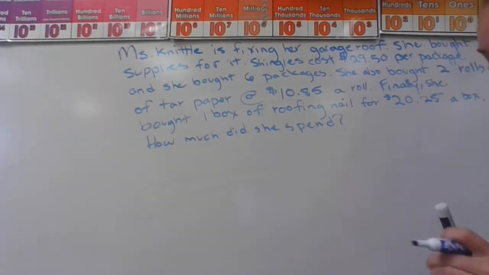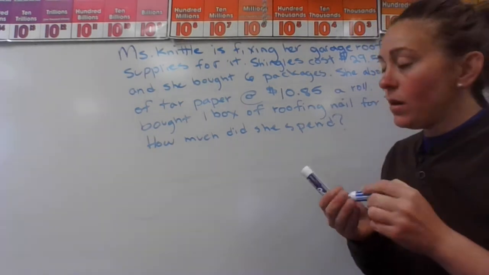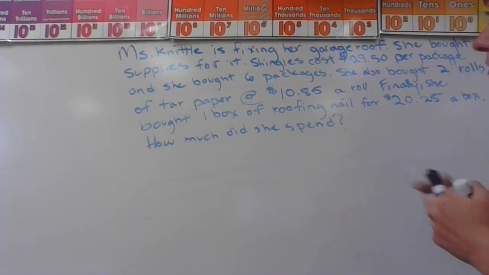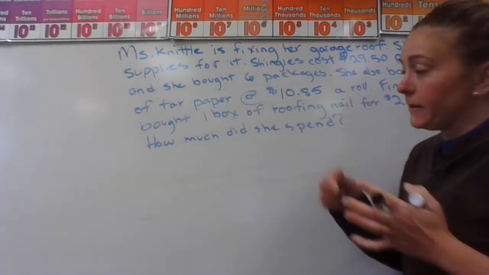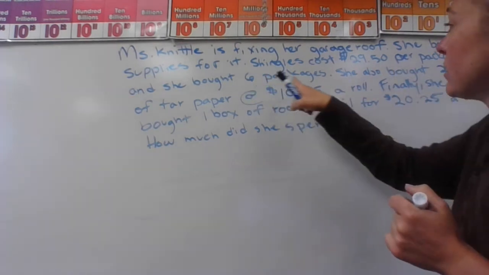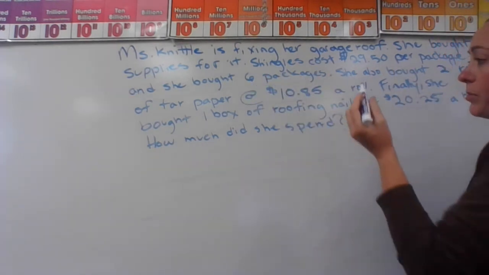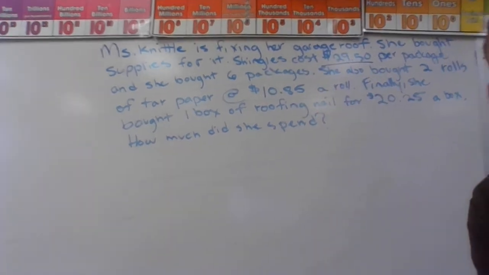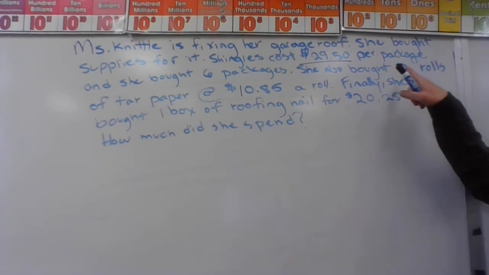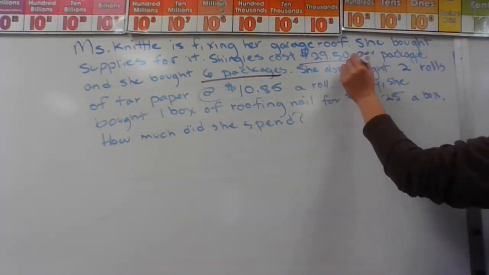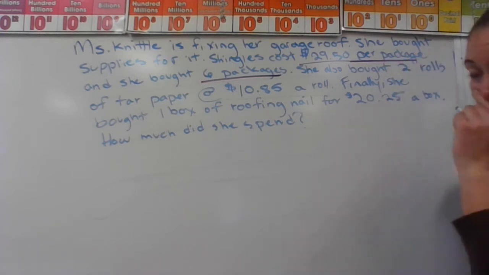Okay, so first, if this is a word problem, we'll be underlining what's important. So Miss Knittle is fixing her garage roof. Doesn't really matter who it is or what we're fixing. So we're just gonna leave that. She bought supplies for it. Shingles cost $29.50. That's important. Per package, and she bought 6 packages. So that's important. $29.50 per package. We'll underline both of those.